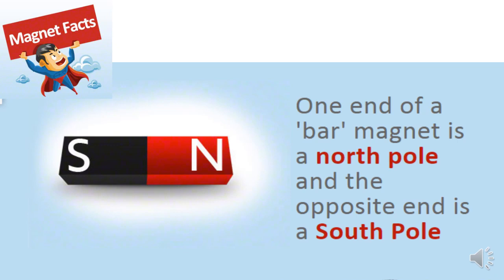Magnet fact. One end of a bar magnet is a north pole and the opposite end is a south pole. So we have all the time two directions or two poles for the magnet, even if it has a different shape than a bar. So this is the north, it's pointing to Russia, and south pointing to, for example, Australia.